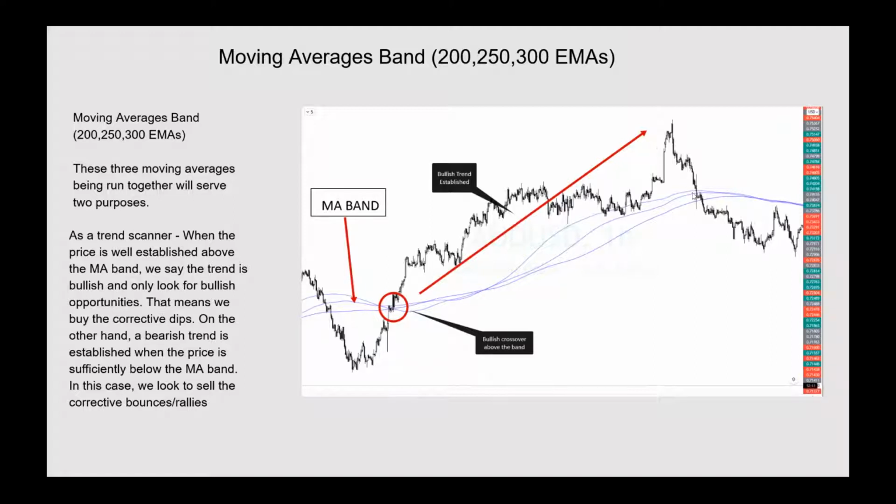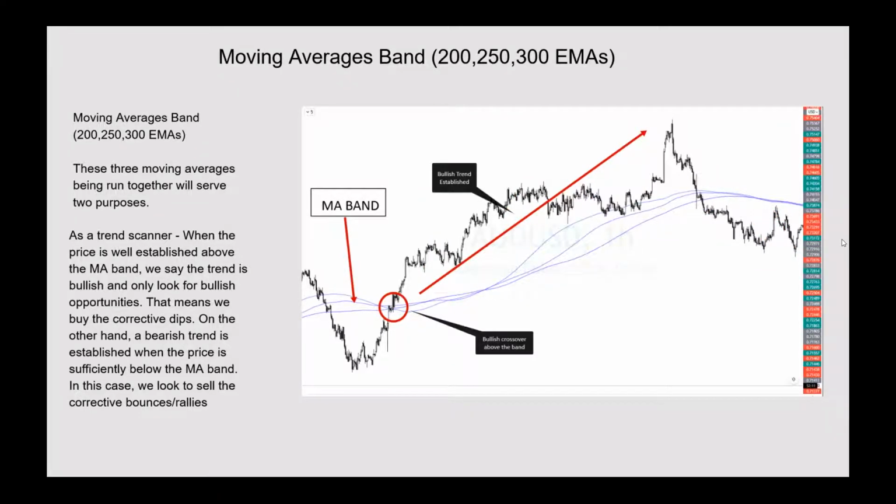And when the price breaks below, like what we are having here, it means that we are in a bearish trend. And what is the implication of that? When the price breaks upward here, we're going to be looking for what? Bullish opportunities. That means buying opportunities. And when the price breaks below the moving average band, we're going to be looking for selling opportunities. So that's the first use of the moving average band.